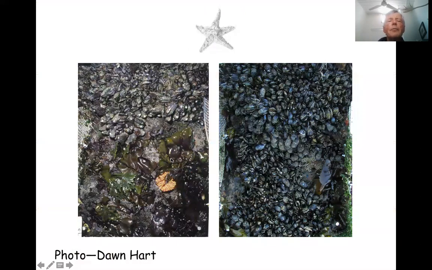And here is a picture that was taken by one of our former graduate students here at Santa Cruz, Don Hart, who repeated Payne's experiment right down below the marine lab here, in which she excluded the predators from some plots and allowed them free access to others. And you can see here what happened, that the mussels essentially completely took over.